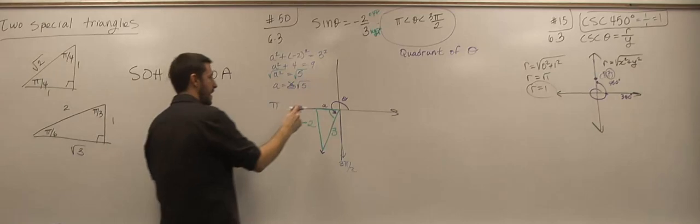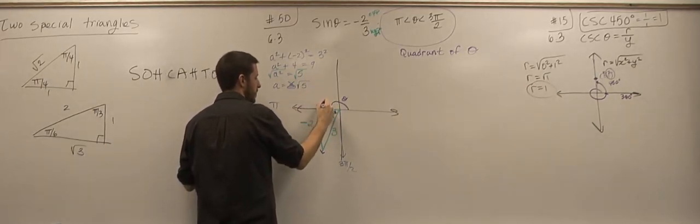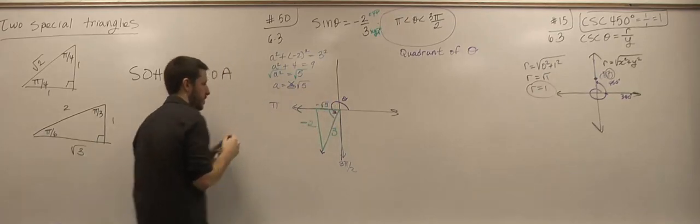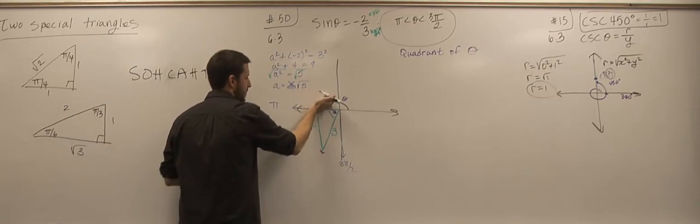So down here for my adjacent side, I'm going to put negative root 5. Actually, I'm going to put it in green because his friends are green. He's feeling left out.